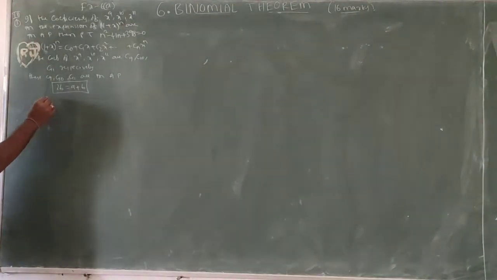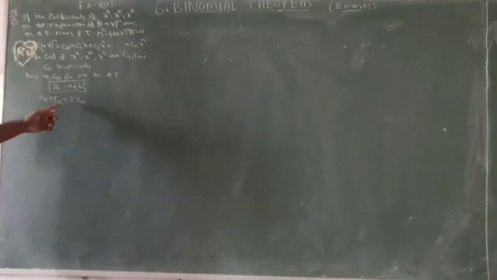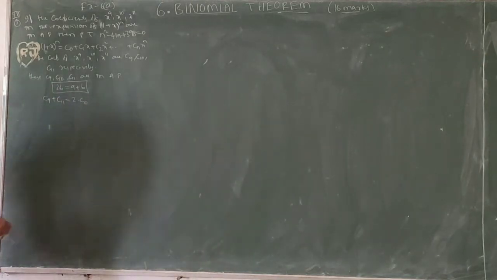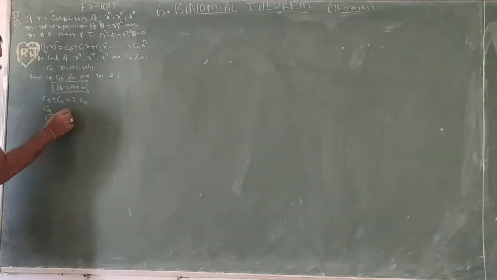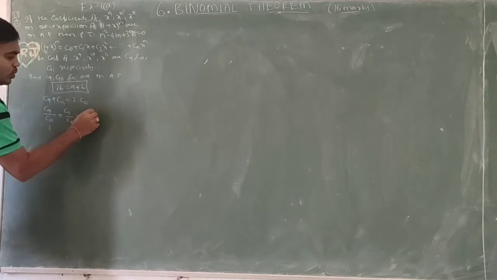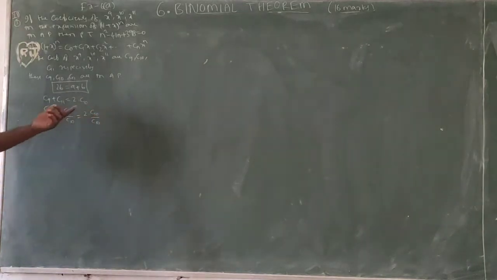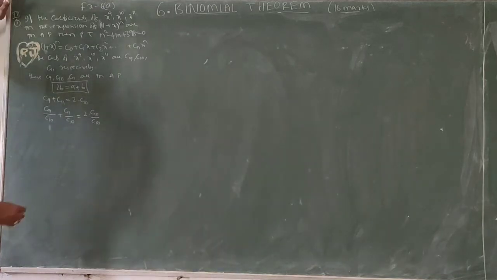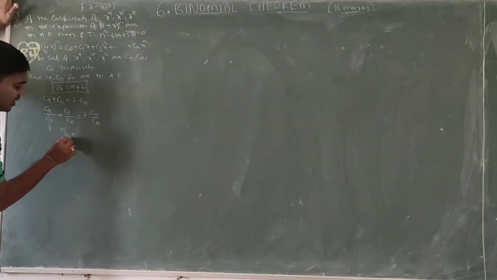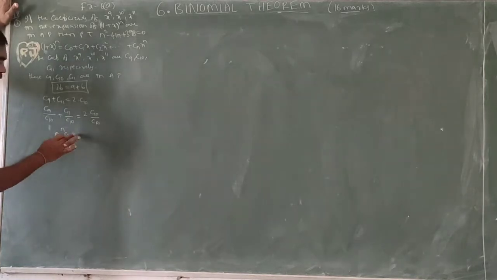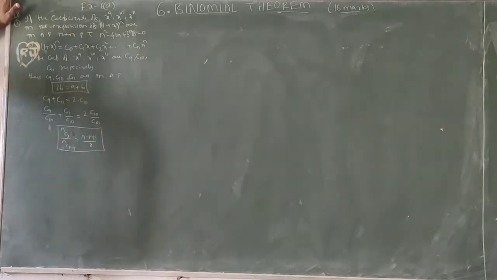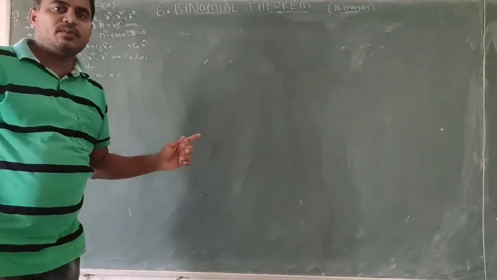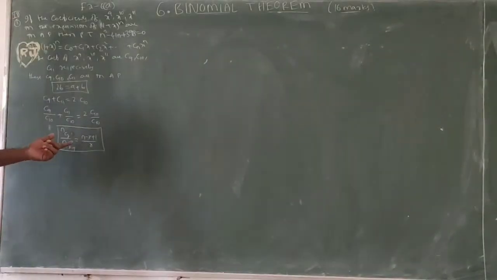So c9 plus c11 equal 2 into c10. Next, divide both sides with c10: c9 by c10 plus c11 by c10 equal 2 into c10 by c10. Here one formula: nCr by nCr minus 1 equal to (n minus r plus 1) by r. This is the formula we are using.